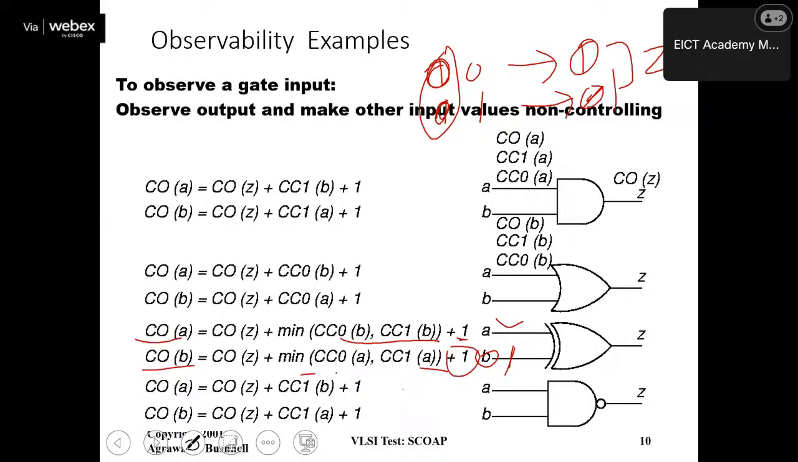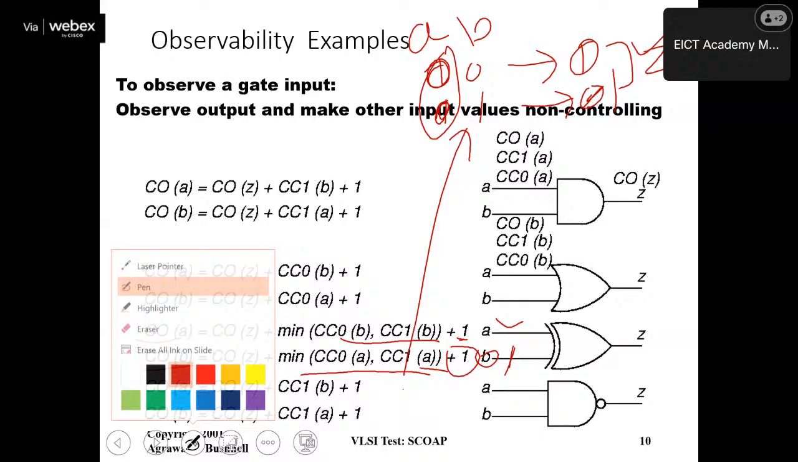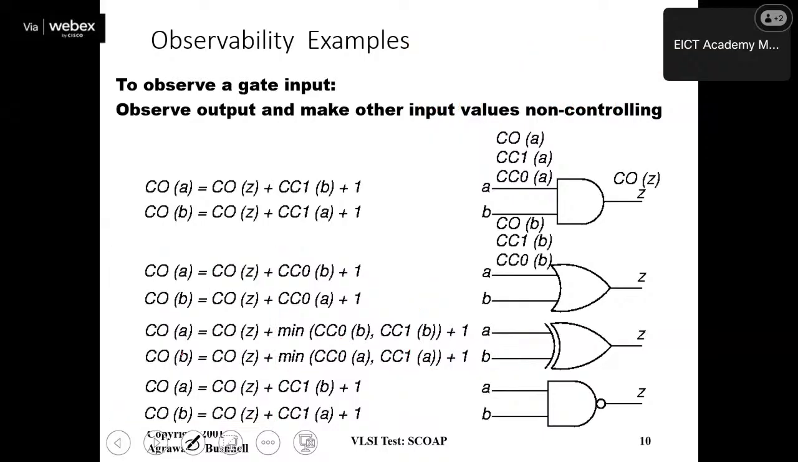Why have we taken CC0 and the minimum? The reason is this. We are going to fix A is equal to 0 and we are changing B, so it is going to change the output. We are going to fix, let's say, A is equal to 1, and B we are going to change. So if B was X, I will be having X dash at the output, right? So because of that, we will be having the formula minimum of CC0 of A, comma CC1 of A.